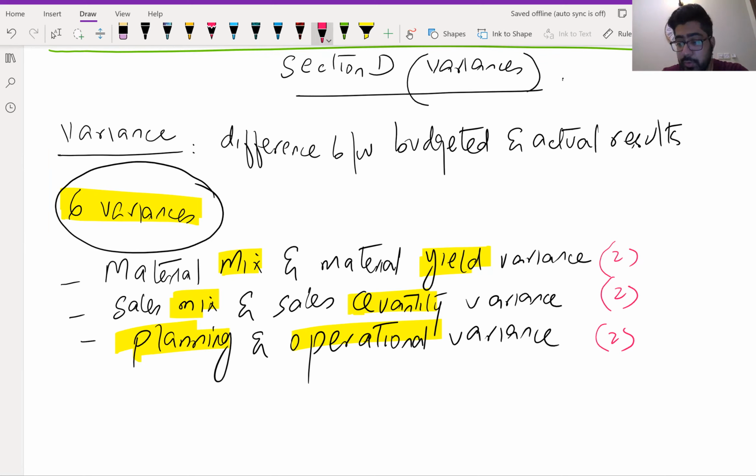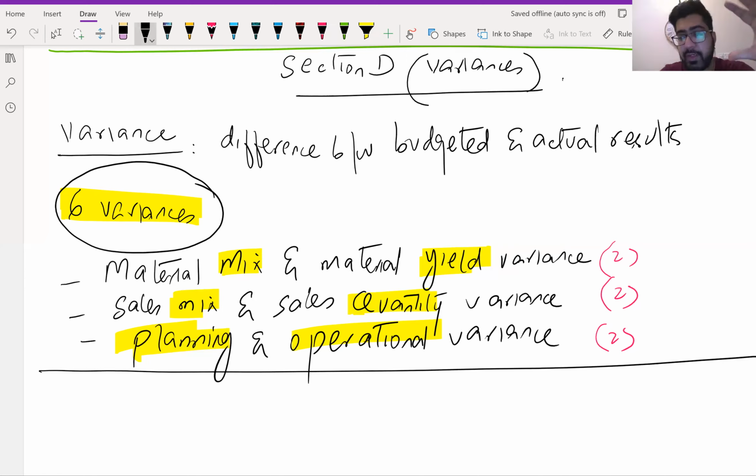And again, as I told you in the course outline, not just computation needs to be discussed. Together with computation, we need to do discussion as well, commentary as well. However, after 1 or 2 classes, we'll move towards the commentary. The first target is how to deal with these variances and what these variances are. As far as today's target is concerned, section D is variances. That is the topic number 1 we are starting. And there are 6 variances which we will cover: material mix and yield, sales mix and quantity, planning and operational.